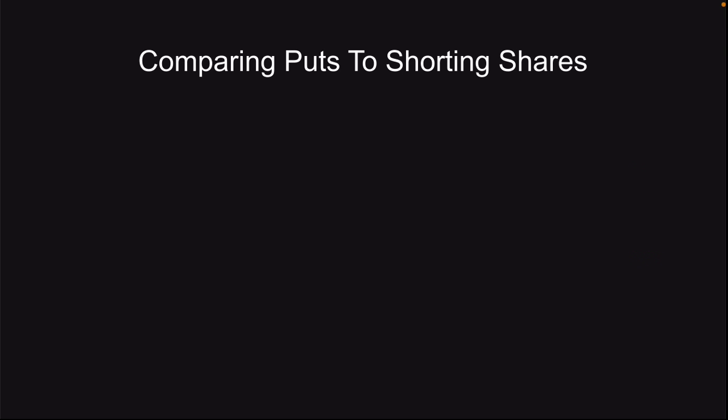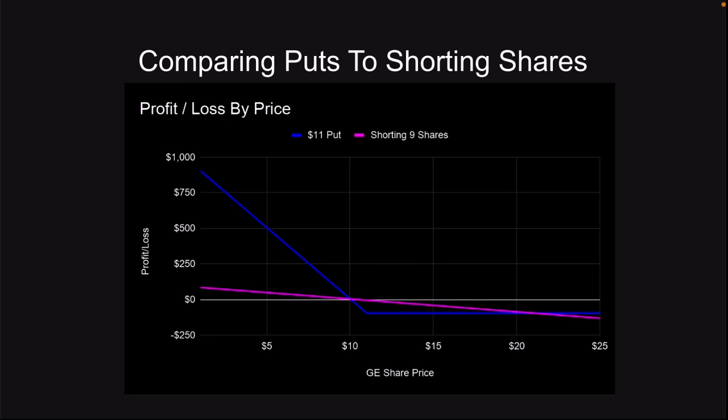So what we did is we took the $11 put, which costs $95, and we compared it to shorting $95 worth of shares, approximately, with 9 shares. So as you can see, you obviously do make way more money by trading puts, as you can make over $900 doing puts, but with just shorting shares, you'd only be making a max of around $90.